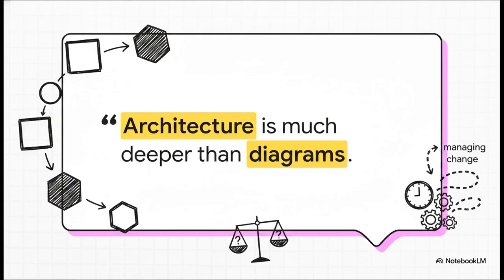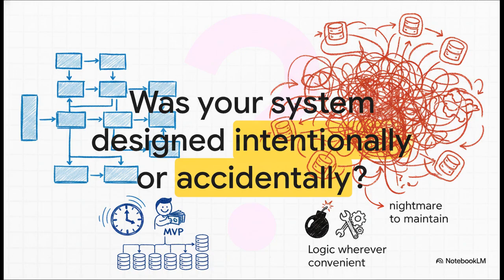You know, a lot of us are taught to think architecture is just drawing boxes and arrows on a whiteboard, but it's so much deeper than diagrams. True architecture is really about structure, boundaries, and trade-offs. It's about how your components actually talk to each other and exactly where your core business logic lives. So I want you to ask yourself right now, was your system designed intentionally or accidentally? Because honestly, whether you plan it or not, your system's architecture is the ultimate deciding factor in whether your app is a breeze to update or an absolute nightmare to maintain.